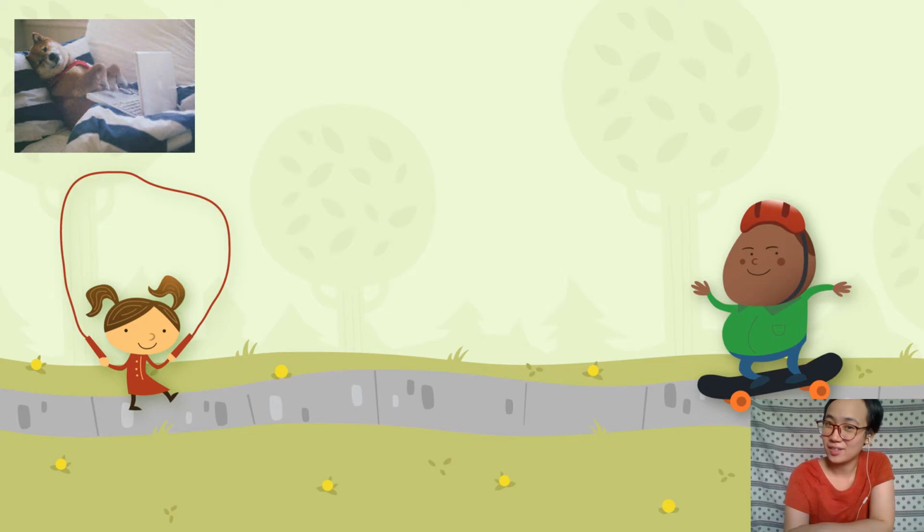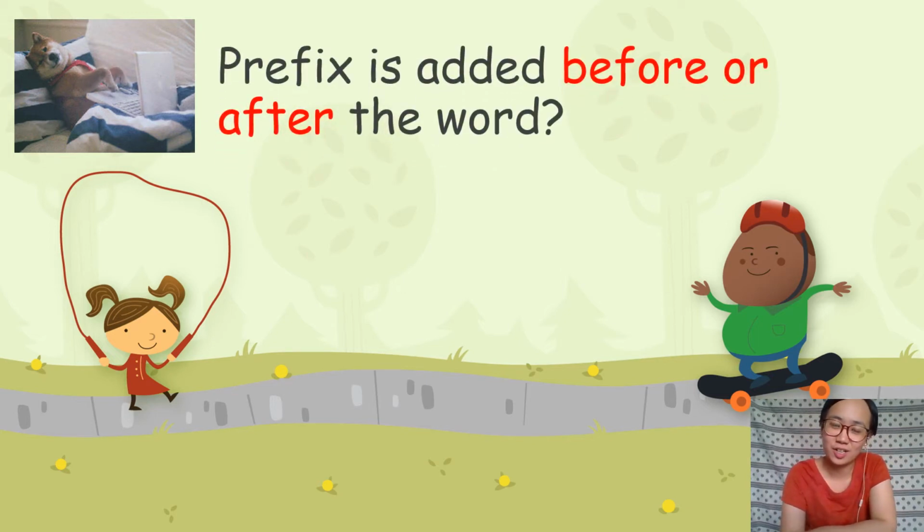Let's check if you remembered your lesson about prefixes when you were in grade 4. The first to type in the correct answer gets a star from me. Let us see. The first question: a prefix is added before or after the word? You choose between the two. Okay, 5 seconds. You type in your answer in our chat box. Ready? 5, 4, 3, 2, 1. Okay. The correct answer is before. Yay! Okay. Next one.